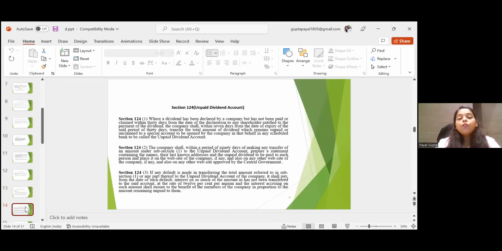Next, we can conclude that Section 123 of the Companies Act 2013 is over. Now we are heading forward to Section 124, that is, the unpaid dividend account. When a dividend has been declared but not paid or claimed within 30 days from the date of declaration to any shareholder entitled to it, the company shall, within 7 days from the expiry of the 30 days, transfer the amount of dividend which remains unpaid or unclaimed to a special account opened by the company in any scheduled bank, the unpaid dividend account.